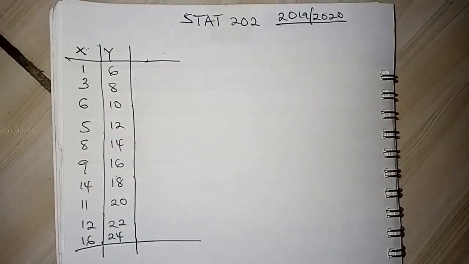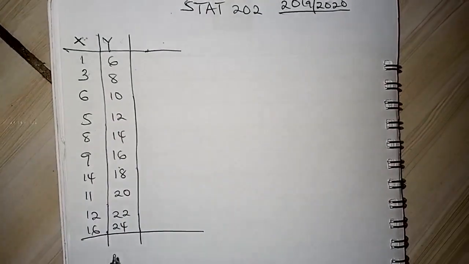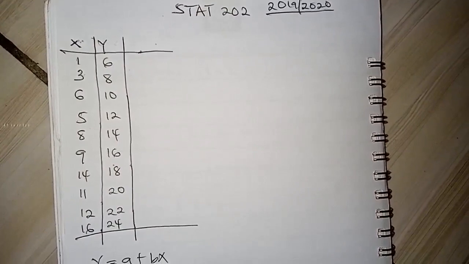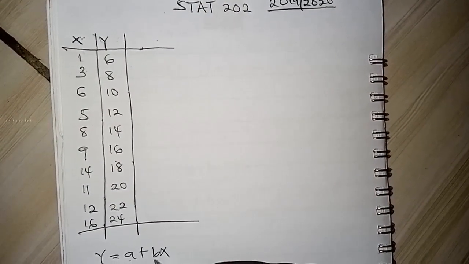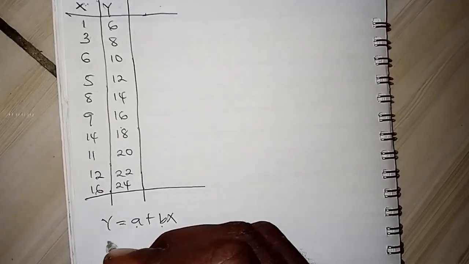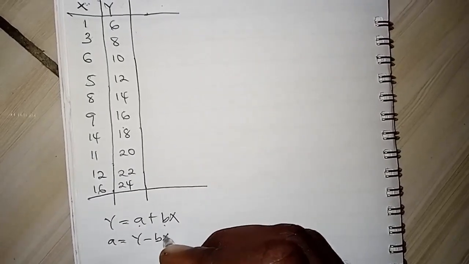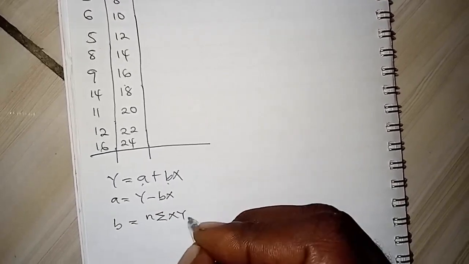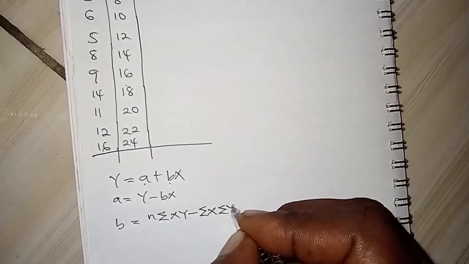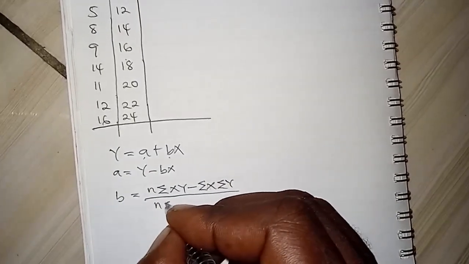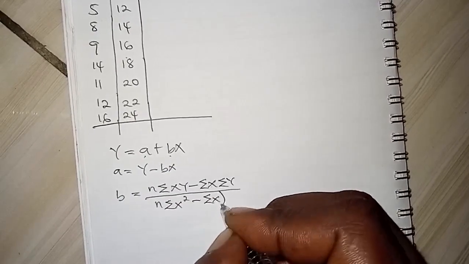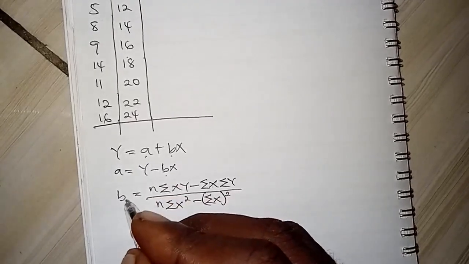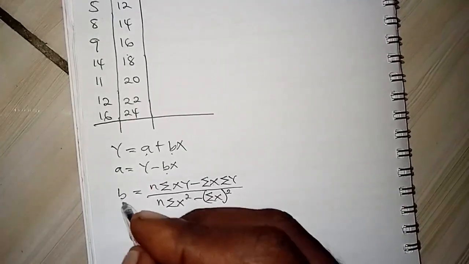So we draw the table, and for us to get the regression line, the regression is given as y equal to a plus bx, where a is the intercept and b is the slope. a is given as y bar minus b x bar, and b is given as n summation xy minus summation x summation y, all over n summation x squared minus summation x all squared. So we need to find b first, before a.